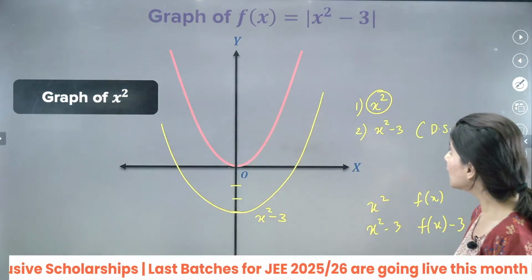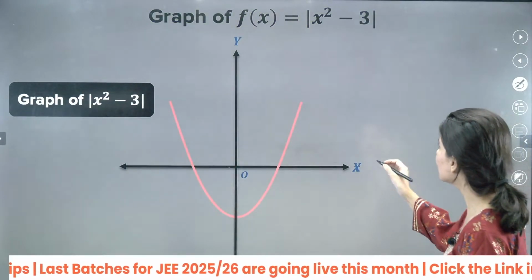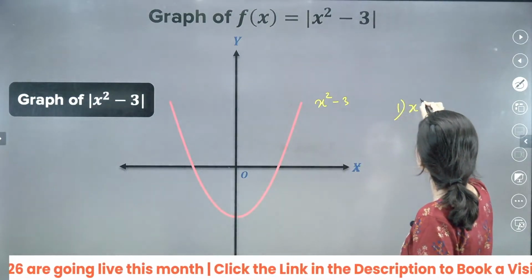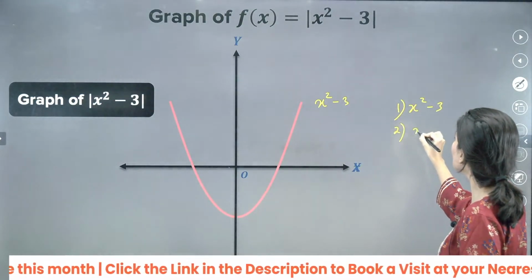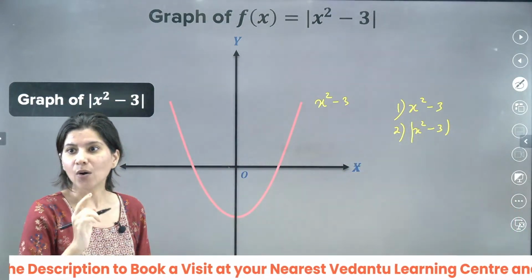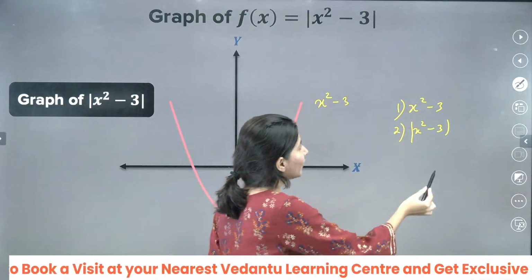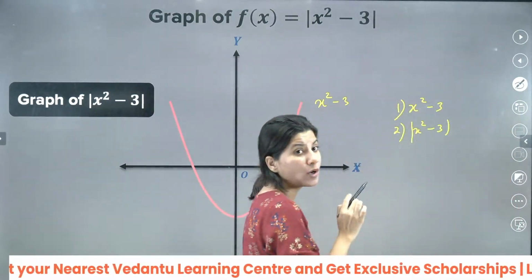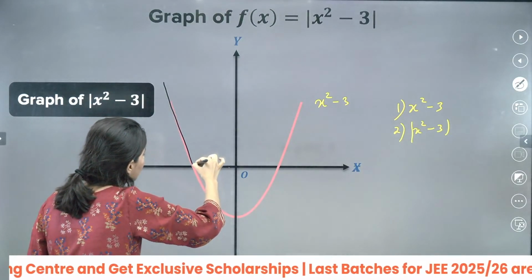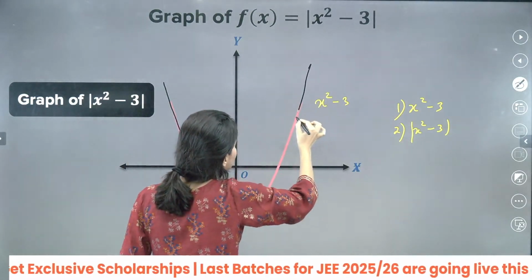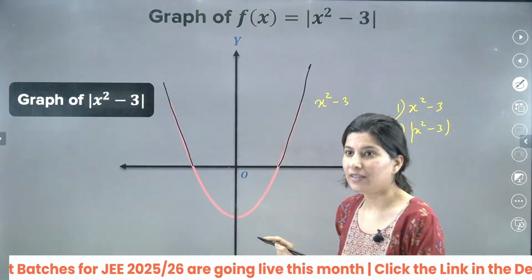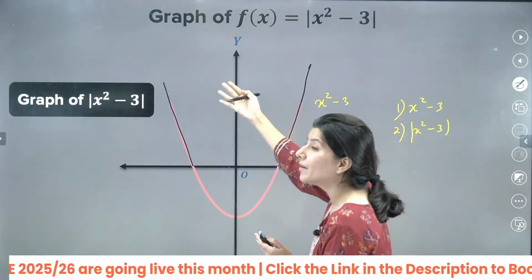Alright. So now you've got your x square minus 3. This is your x square minus 3. Now from x square minus 3 you have to get mod of x square minus 3. Now we are going to apply mod. How to apply mod? It is going to become like this. The positive part I am keeping as it is. Retain the positive part, that part which is above x-axis.